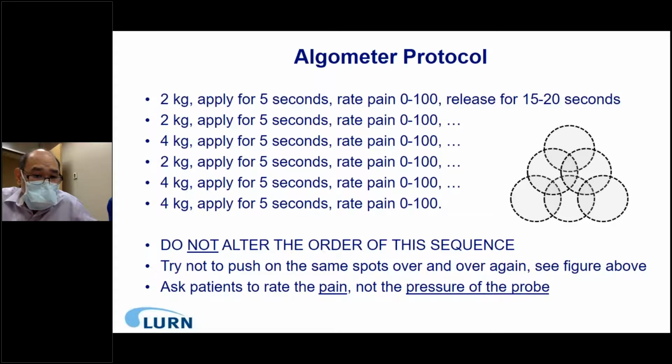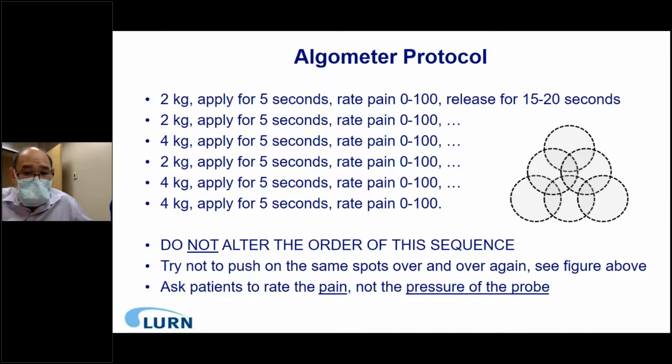I think this is actually the more important part. This is delivering a set amount of pressure to the area for about 5 seconds. Then you ask them to rate the pain from 0 to 100. And then after that, you release it and press the button to reset it before you go back to the 2 kilogram again. So we do it as a sequence of 2 kilogram, a little break, 2 kilogram, and then 4 kilogram, and then 2 kilogram, 4 kilogram. So we want to do it in exactly that order. We don't want you to change the sequence.